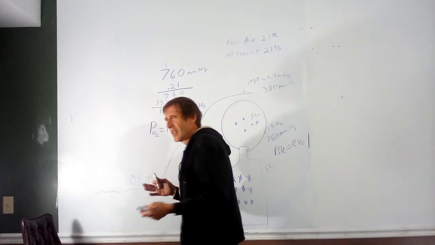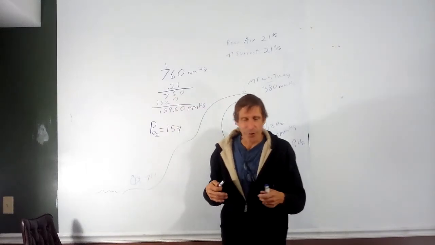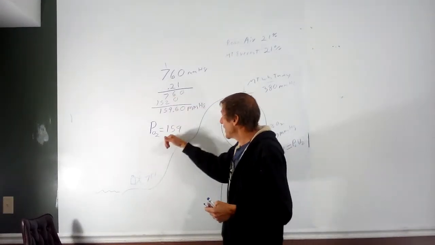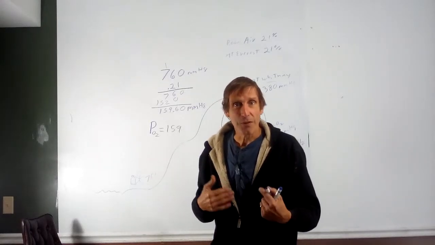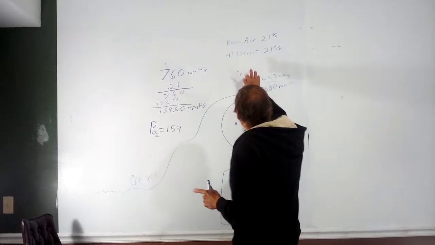You could round it to 159, 160. We've already rounded the concentration of oxygen anyway. But that's the partial pressure at sea level. The partial pressure of oxygen is about 159. Now, check it at the top of Mount Everest.